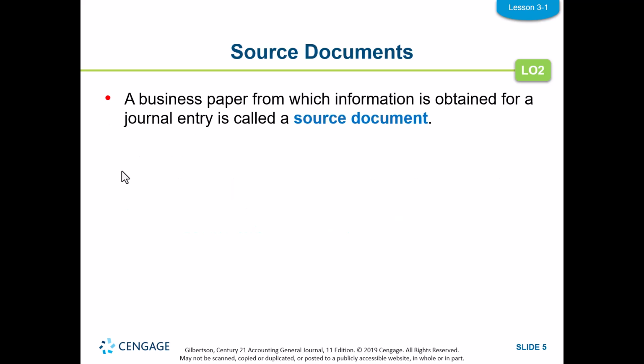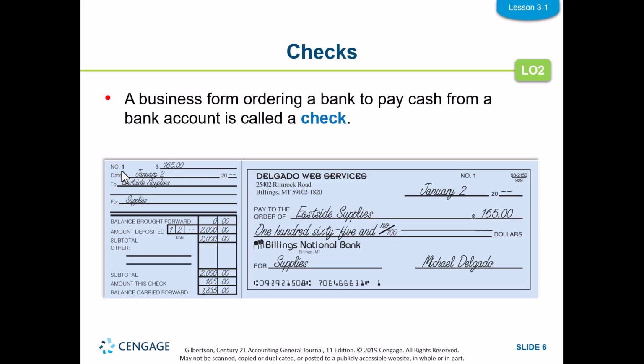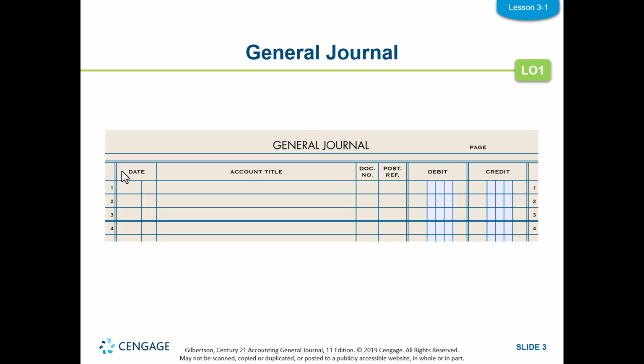It says a business paper from which information is obtained for a journal is called a source document. I think they're going to give us some examples of source documents. One could be a check. All that source document is going to be is a way for us to go back and verify. So if we want to find out about this transaction on line 1, when we look at the document number, there's going to be a code to tell us how we can verify exactly what that is. So that if our numbers aren't matching up, we can go back to the source and see if maybe we just recorded something wrong.